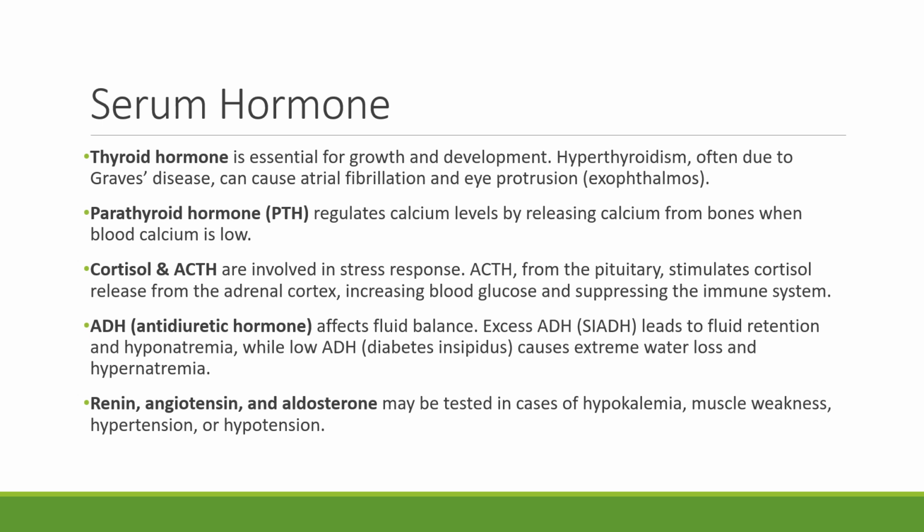Hyperthyroidism, often due to Graves' disease, can cause atrial fibrillation and eye protrusion. Parathyroid hormone regulates calcium levels by releasing calcium from bones when blood calcium is low. Cortisol and ACTH are involved in stress response. ACTH from the pituitary stimulates cortisol release from the adrenal cortex, increasing blood glucose and suppressing the immune system.